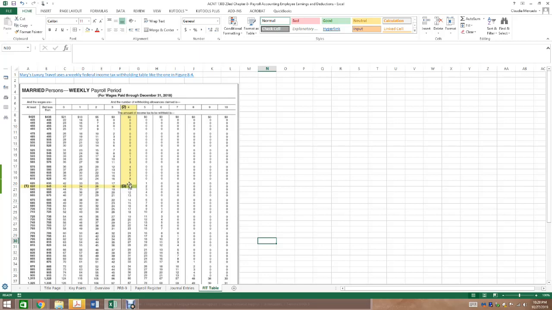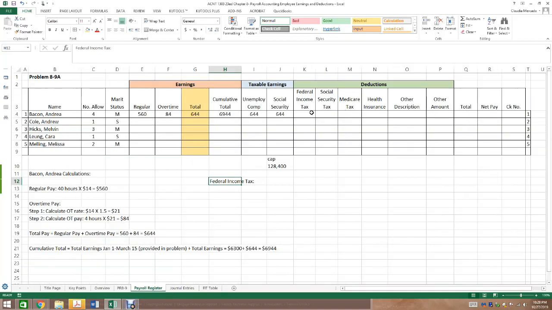So the withholding is $10. Okay, so I'm going to go back and enter my federal income tax. For federal income tax, I'm going to put here "refer to tax tables provided in the end of, or it's provided in Cengage or textbook."